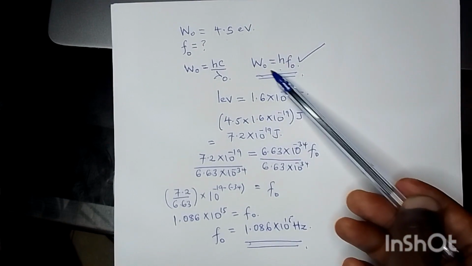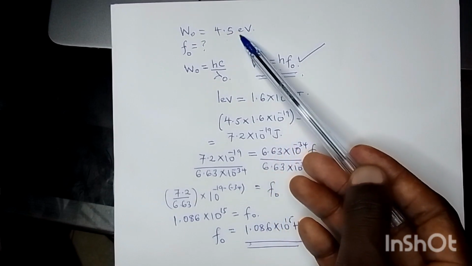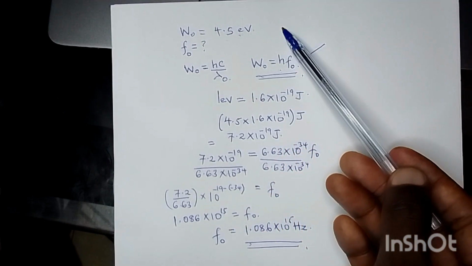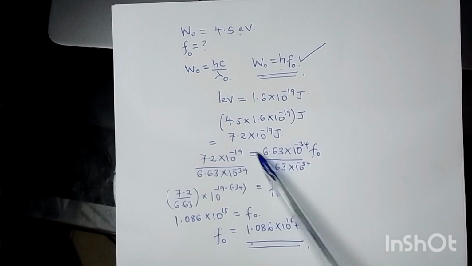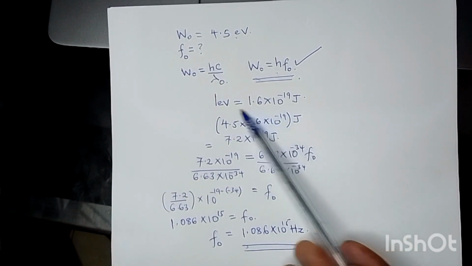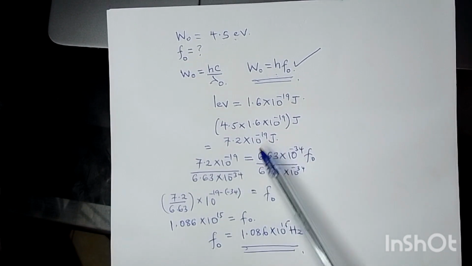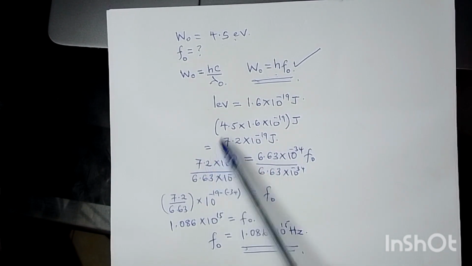And before I could use this equation, I first of all changed the work function given here into joules. It was given in electron volts. That's what I was doing here. I was converting the work function into joules now, so it is no longer in electron volts. Then I substituted in this equation.